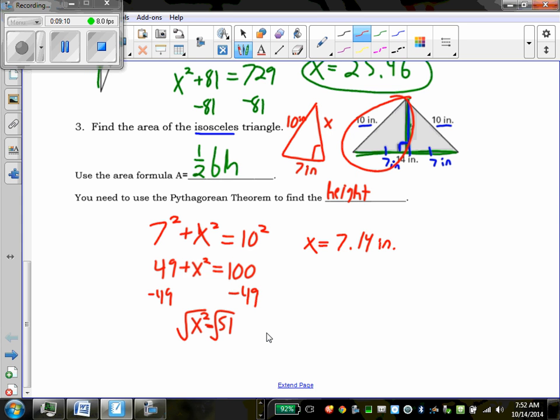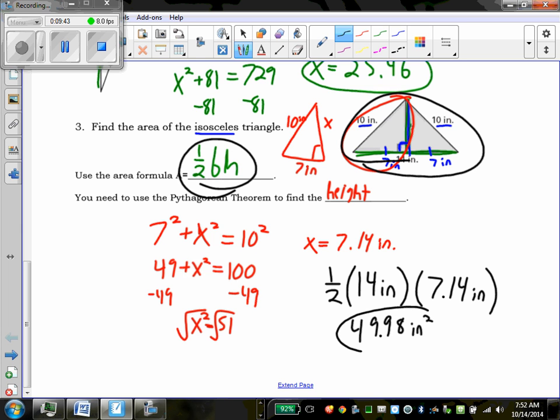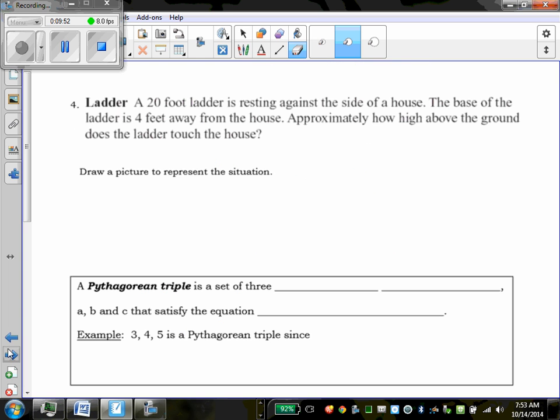So now, to find the area of the entire triangle, we're going to use the area formula, 1/2 base times height. So we'll have 1/2 times the length of the base, which was 14 inches for the whole triangle, times the height, which we just discovered was 7.14 inches. And we get an area of about 49.98 inches squared. And that's our area there. So, Pythagorean Theorem can even be used to help us find missing areas, which is kind of cool.